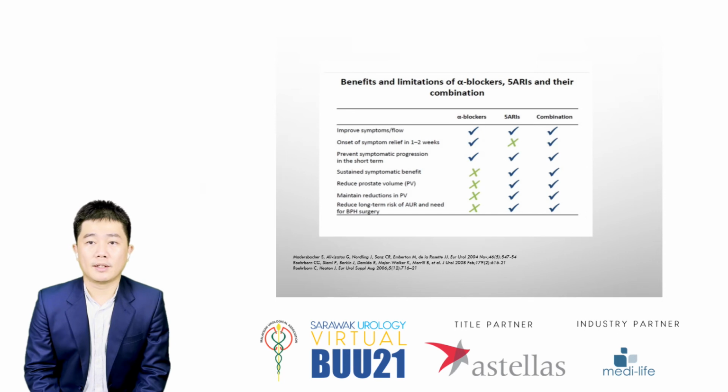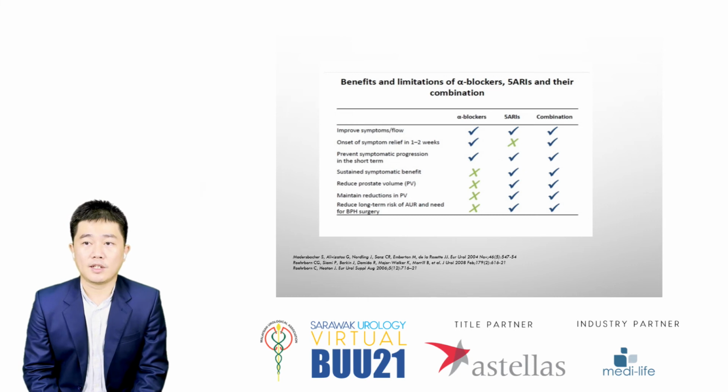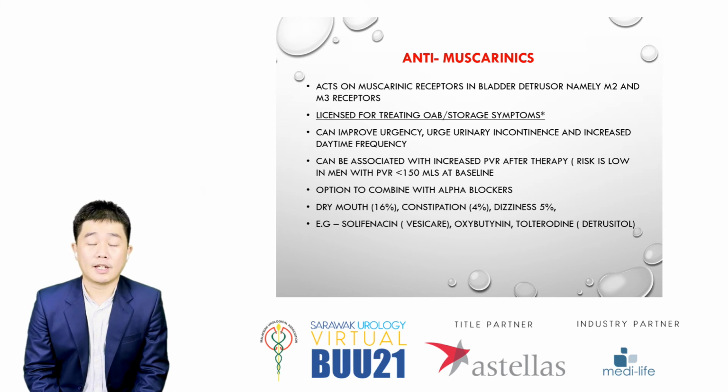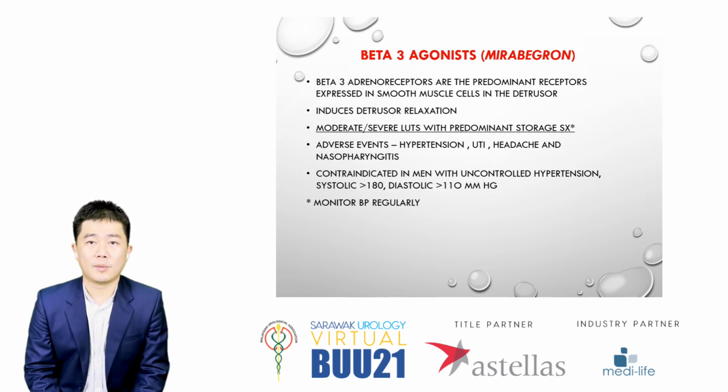However, it should be known that each component of the combination therapy has its advantages as well as disadvantages. As you can see, the combination therapy ticks all of the boxes and complements each other very well. If the symptoms are coupled with any other symptoms as well, for example, frequency or urgency, then additional treatments such as antimuscarinics or a beta-3 agonist can be added on later on.